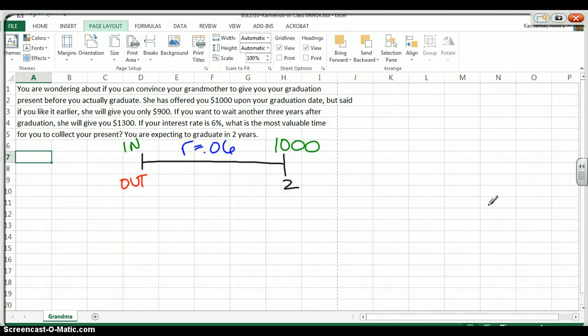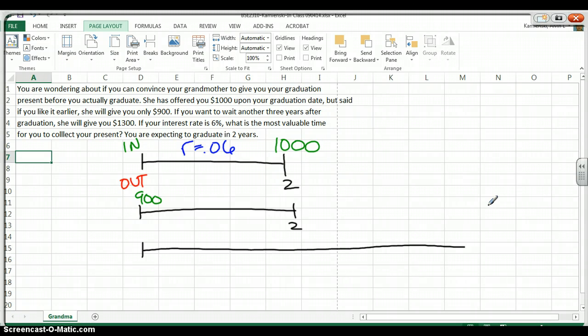But in your negotiations with her, you said, I don't really want to wait, and so you would like to, instead of waiting that 2 years, get the money from her right now, in which case she's offered you $900. Conversely, testing your knowledge of finance, she said, what if instead of me giving it to you when you graduate, you wait 3 more years and then I'll give you $1,300. So those are the three different options.